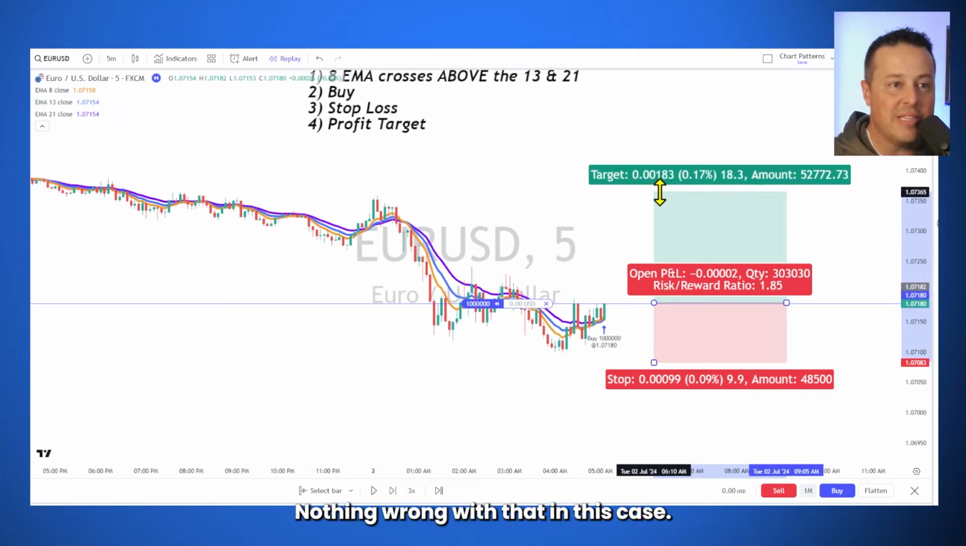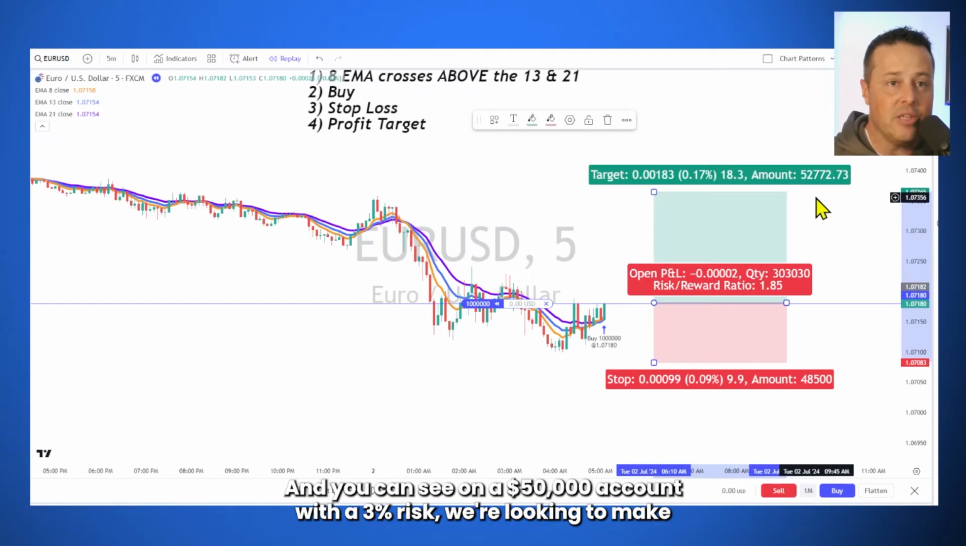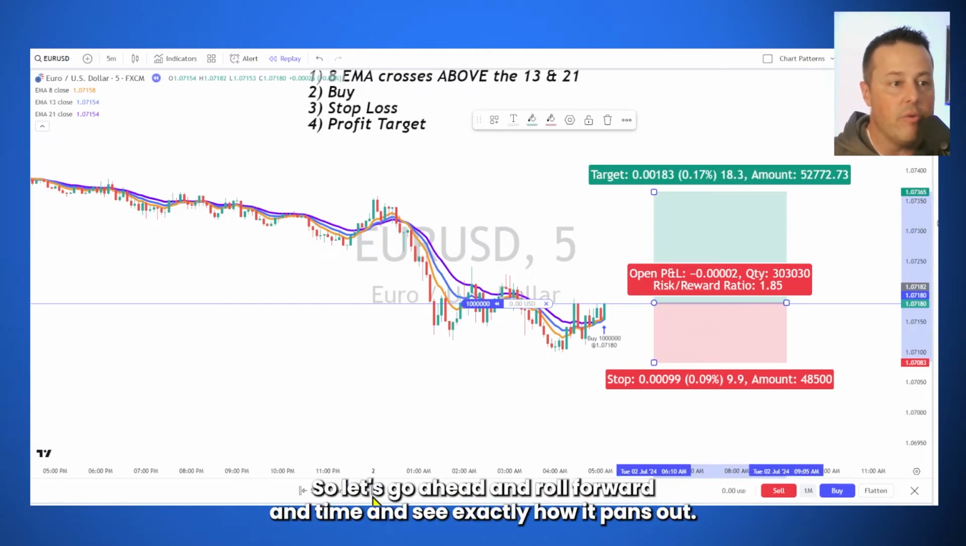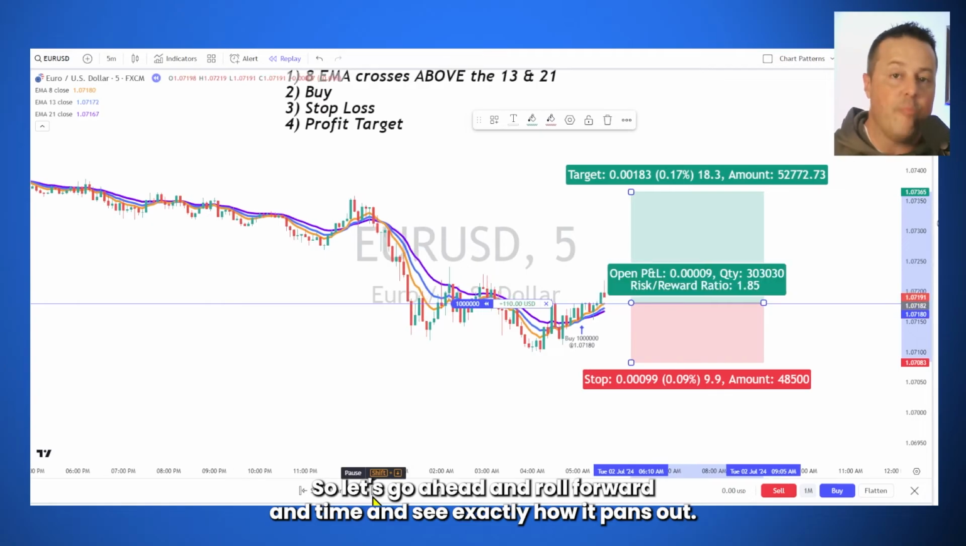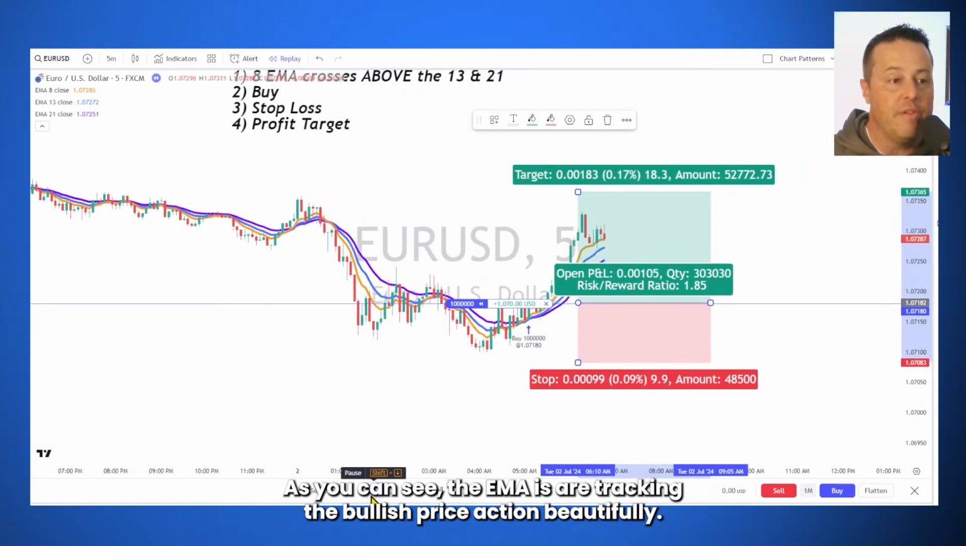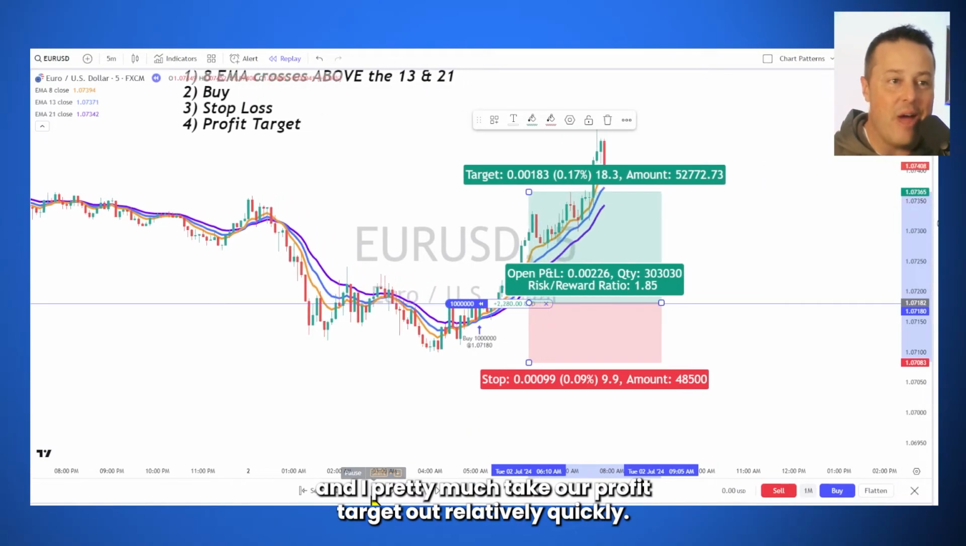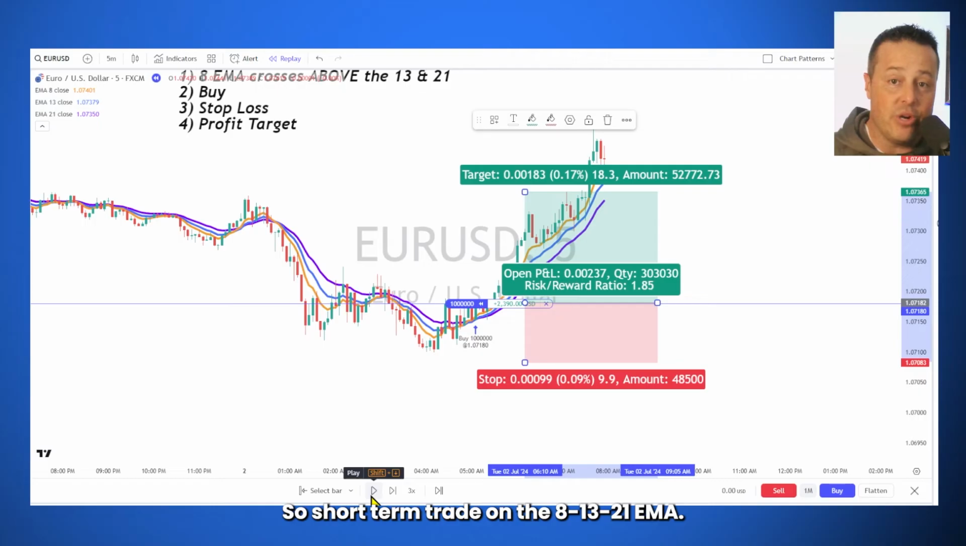Nothing wrong with that. In this case, let's go ahead and shoot for the top of market structure, and you can see on a $50,000 account with a 3% risk, we're looking to make a little bit of money on this trade. So let's go ahead and roll forward in time and see exactly how it pans out. As you can see, the EMAs are tracking the bullish price action beautifully, and we go right up there and pretty much take our profit target out relatively quickly. So short-term trade on the 8-13-21 EMA, that is how you execute a buy.